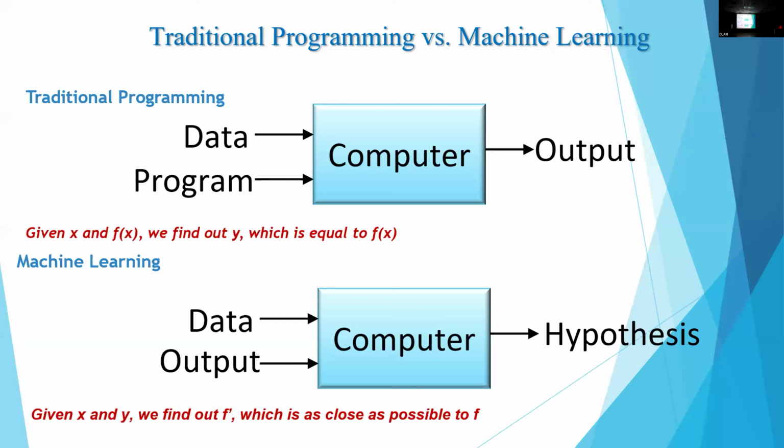So, where is the difference between traditional programming and machine learning? In case of traditional programming, we provide data. We also know the rule, the functional form, and we ask the machine to find out the output.